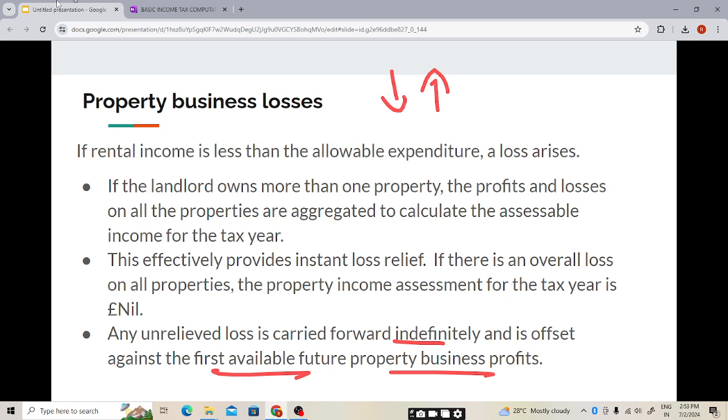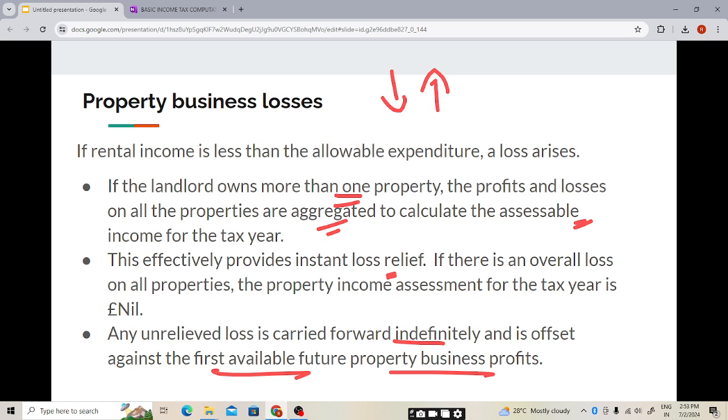As we have seen, what are the rules we have seen? If the landlord owns more than one property, they need to aggregate all the income together. If they calculate and aggregate all the income, then they will get the total property income. That will go under the head of tax computation. This effectively provides instant loss relief. Correct? Loss relief we provide instantly.